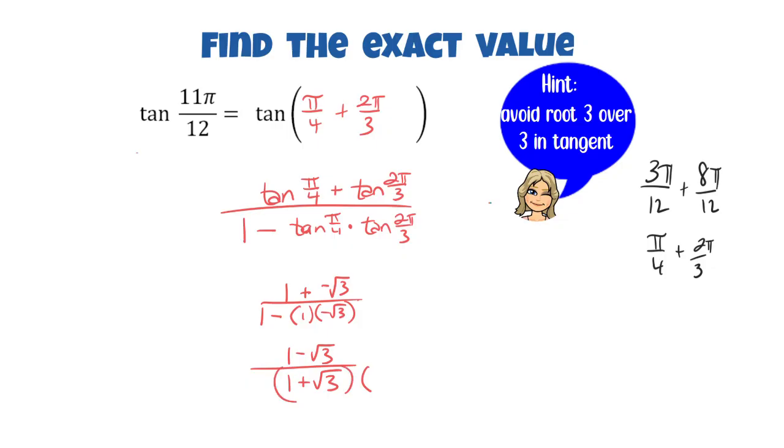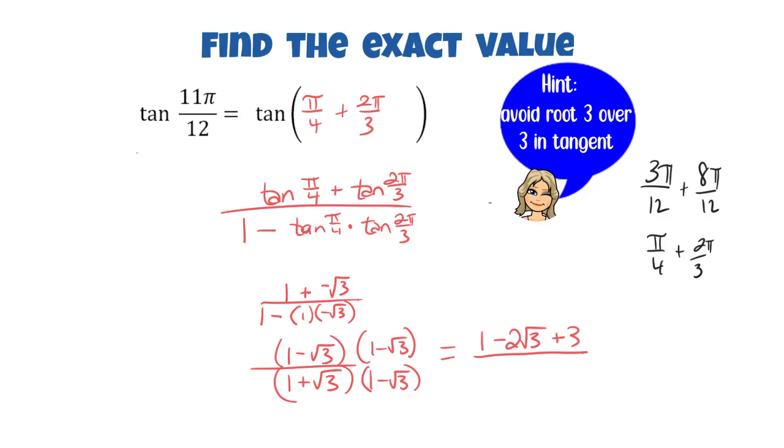So I'm going to have to take this times its conjugate, multiply or FOIL, I guess, on the top. I'm going to have a 1. Outer is a negative root 3. Inner is a negative root 3. So that's a negative 2 root 3. And last is a negative times a negative, so that's a positive. And root 3 times root 3 is 3.